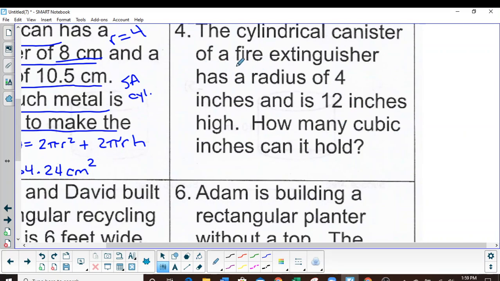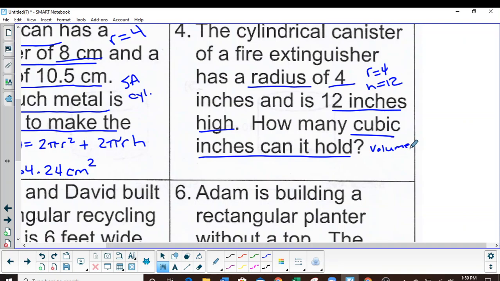It's a fire extinguisher, and it has a radius of 4. We don't have to change it. Right there's our radius, and it is 12 inches high, so our h is 12. Cool. How many cubic inches can it hold? Cubic gives it away really, but hold, we know we're looking at volume of a cylinder.